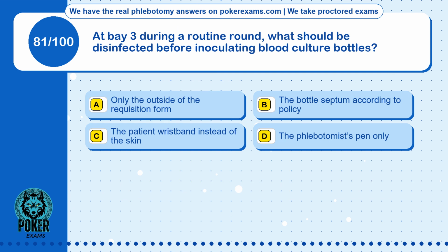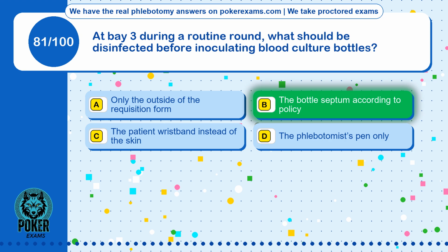Question 81. At Bay 3 during a routine round, what should be disinfected before inoculating blood culture bottles? Option A. Only the outside of the requisition form. Option B. The bottle septum according to policy. Option C. The patient wristband instead of the skin. Option D. The phlebotomist's pen only.